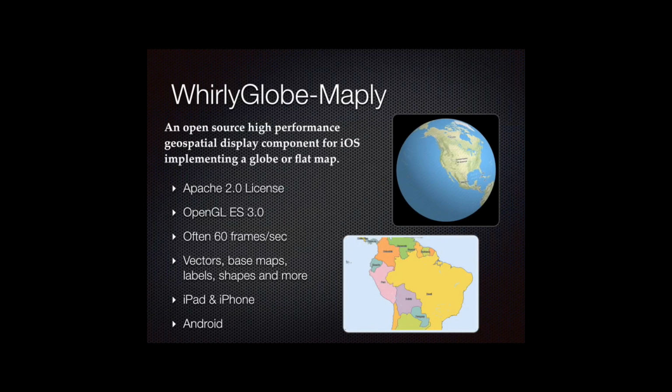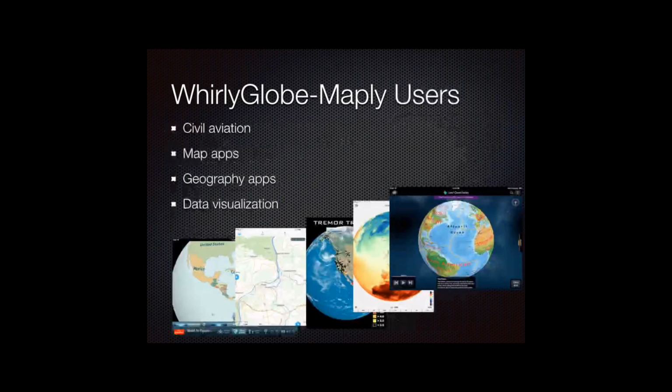So I make the WhirlyGlobe-Maply toolkit, and that is a high-performance geospatial display toolkit for iOS and Android. So it's used on iPhones and iPads and Android devices for maps, 3D globe displays, things of that sort. It has an Apache 2.0 license, so it's pretty free to use, and it's based on OpenGL ES 3.0, which basically means it's fast. It can often achieve 60 frames a second on mobile devices. It does a wide variety of different things, including displaying vectors, base maps, labels, shapes, and things of that nature. And as I mentioned, it's for iPad, iPhone, and Android.